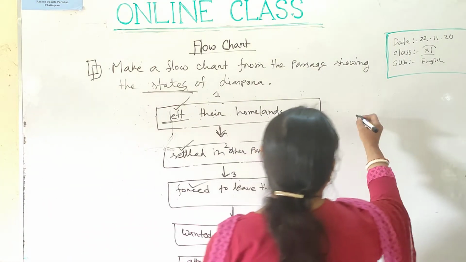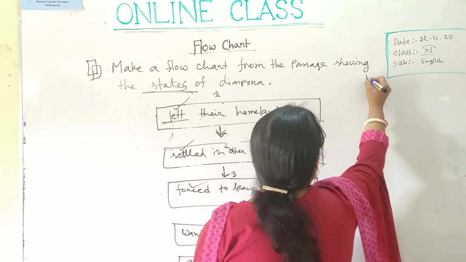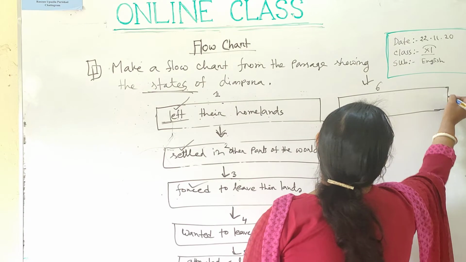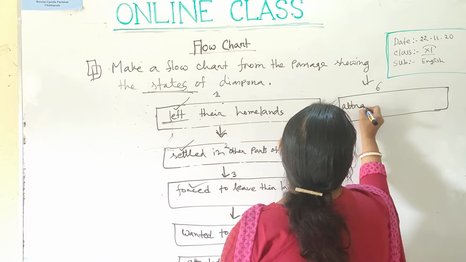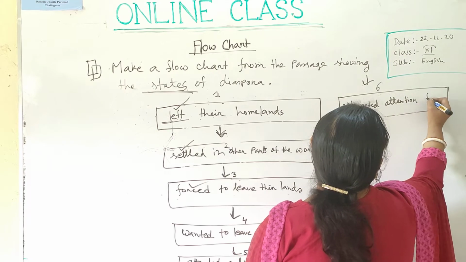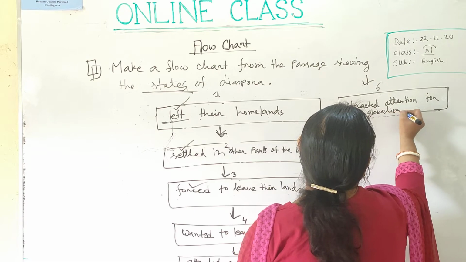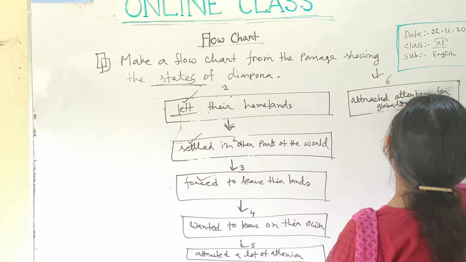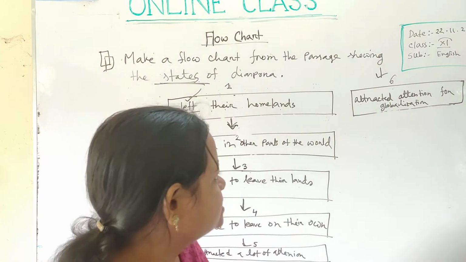And then number 6, I am writing here because of a space problem. Number 6, attracted attention for globalization. You see that diaspora has attracted a lot of attention for globalization, since it is a common phenomenon. And this is the last number.